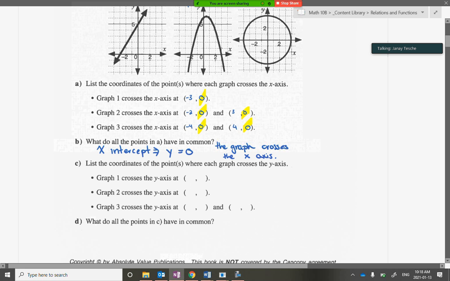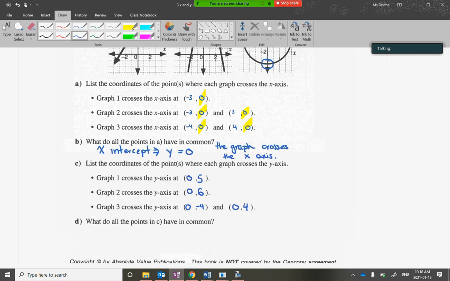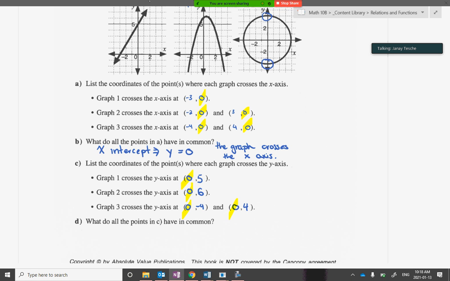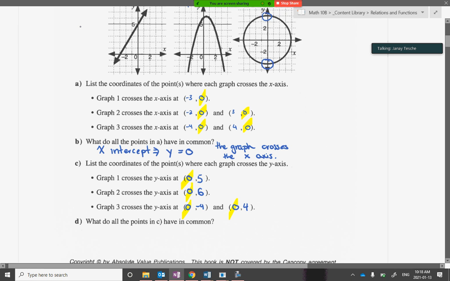Okay, going back to those same graphs, let's look at where it crosses our y-axis. So graph 1 crosses it at 0 and 5. Graph 2 crosses it, I think that's at 0 and 6. And graph 3 crosses at 2 points, 0 and -4, and 0 and +4. What is common with all of those? Go ahead, Carissa. Good. We always have zeros there. So it's like backwards, but it makes sense why it's backwards.